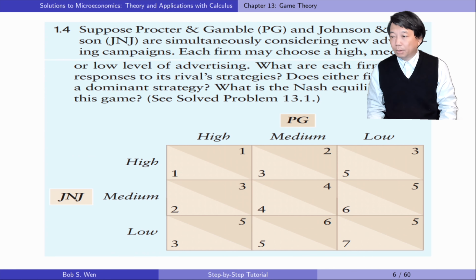Let's find answers to exercise 1.4. Suppose P&G and Johnson & Johnson are simultaneously considering new advertising campaigns. Each firm may choose a high, medium, or low level of advertising. What are each firm's best responses to its rivals' strategies? Does either firm have a dominant strategy? What is the Nash equilibrium in this game?